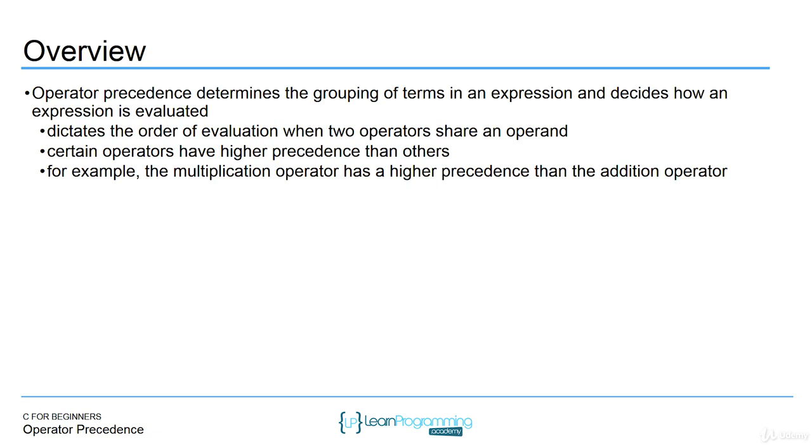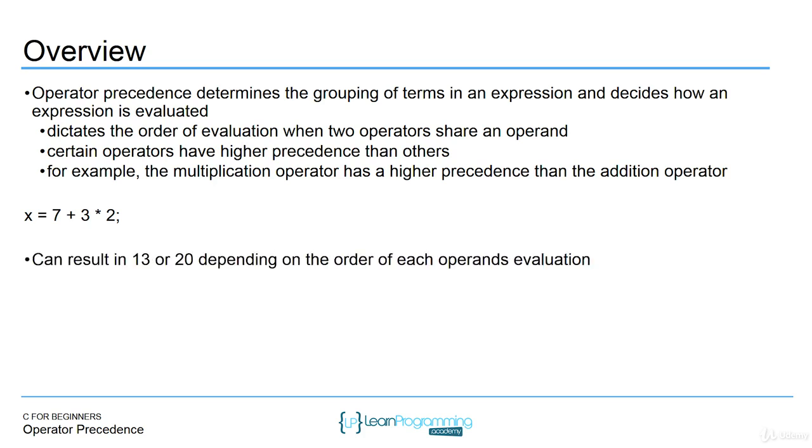For example, the multiplication operator has a higher precedence than the addition operator. Certain operators are going to have different orders of evaluation. If you do a compound statement where you're performing many different calculations, for example, 7 plus 3 times 2, this can have multiple results. You have the addition and you're doing the multiplication. You need to understand, do I need to do the addition first or should I do the multiplication first? Because depending on what you do first changes the result. So for example, x equals 7 plus 3 times 2, the result can either be 13 or 20 depending on the order of when you evaluate each operand.